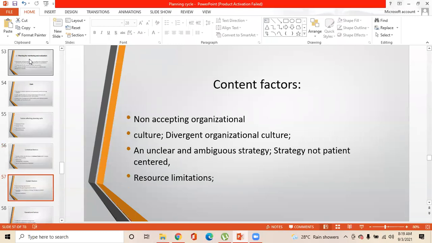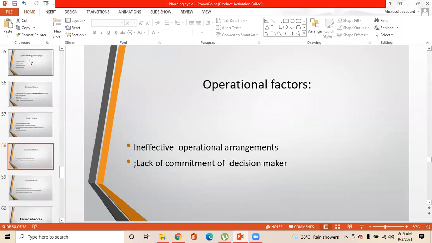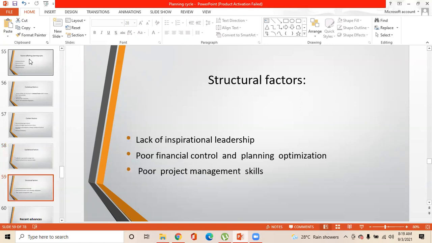Content factors include non-accepting organizational activities, divergent organizational culture, and an unclear and ambiguous strategy, that is, strategy not patient-centered, and resource limitations. Operational factors include ineffective operational arrangements and lack of commitment of decision makers. The last one is the structural factors. These affect the least, that is lack of inspirational leadership, poor financial control and planning optimization, and poor project management skills.